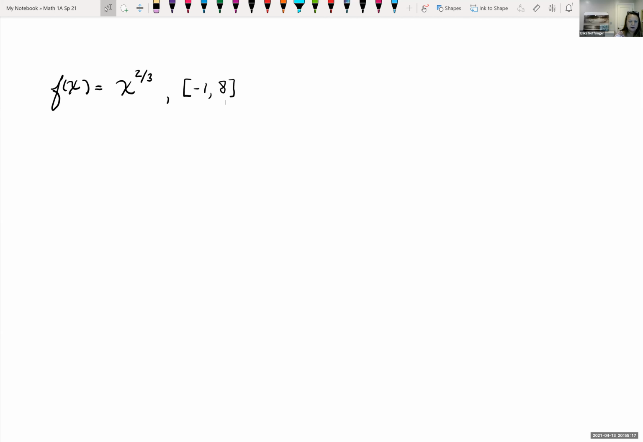Let's see what the other rules were. It has to be differentiable between -1 and 8. So if I look at this, maybe it would help me if I looked at this as a radical instead of the rational exponent. This is the same thing as f of x is equal to, well, that 2/3 power, the root I'm taking is a cubed root, and then I'm squaring my x. Or if it helps me, I can write it as the cubed root of x quantity squared.